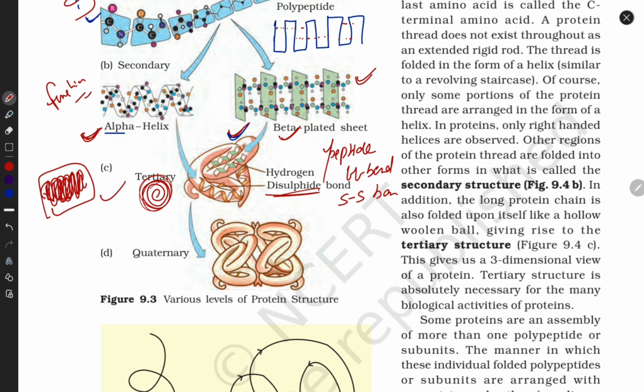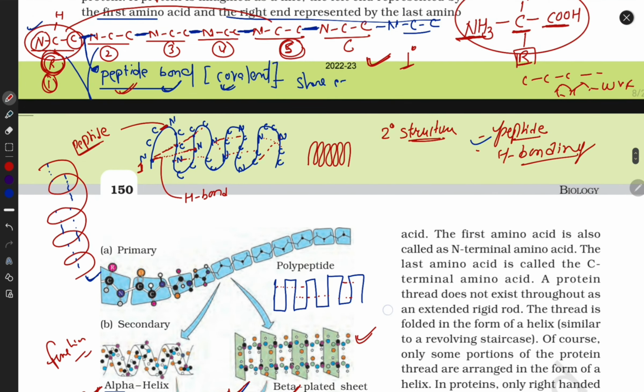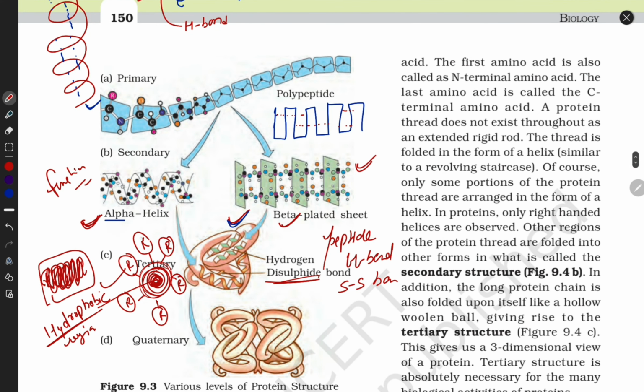What is the special feature of this tertiary structure? The R group comes outside, and in the center is the hydrophobic region. We know an amino acid contains one R group, so the R group comes out on the surface. This is also a functionally active form.